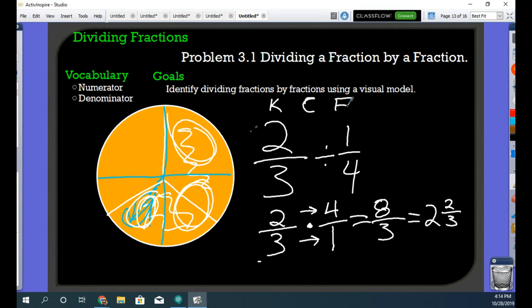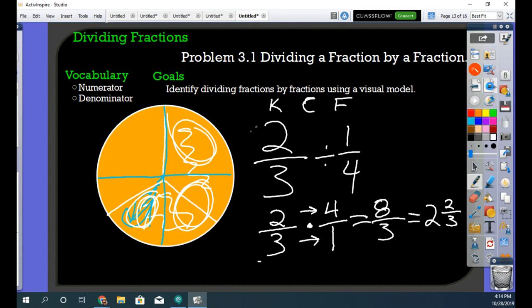I used to teach my students, before I came to James Monroe, with just flip and multiply. So you flip the second fraction and multiply instead of dividing. However your student remembers it, this is a process for division. So that takes us to our homework.